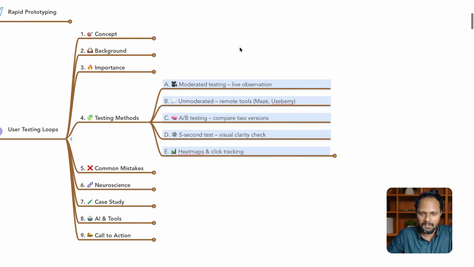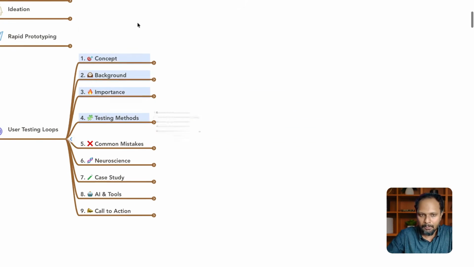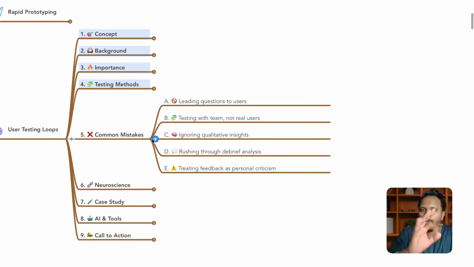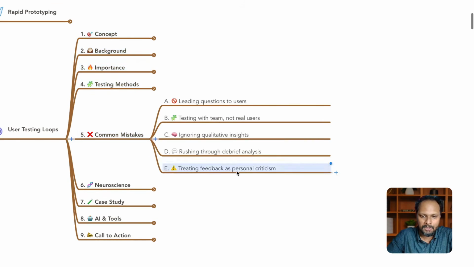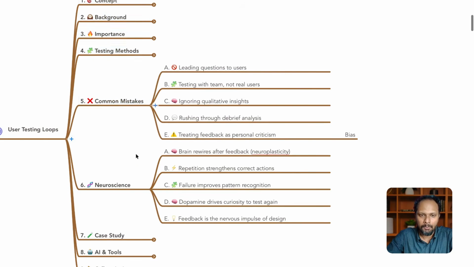It's a natural process. Chemically, it happens inside the body, but as a designer, you need to put it into your system. If you're not putting it into a system, it will lead to a lot of unanswered questions. It will lead to a lot of things which are not your real user. You will ignore some qualitative insights. You are rushing through to complete the screens and everything. You are treating feedback as personal criticism and putting in your own biases while building the project, which is not correct. So ultimately that is very important.